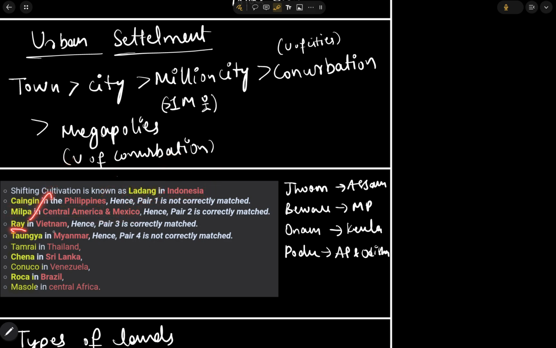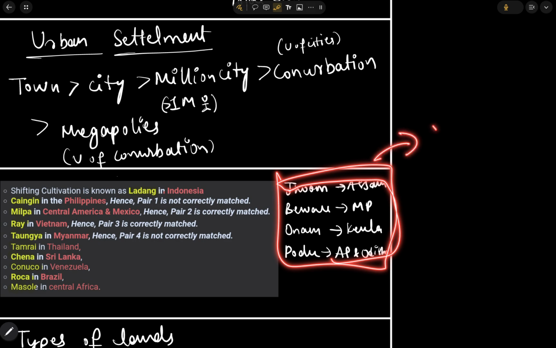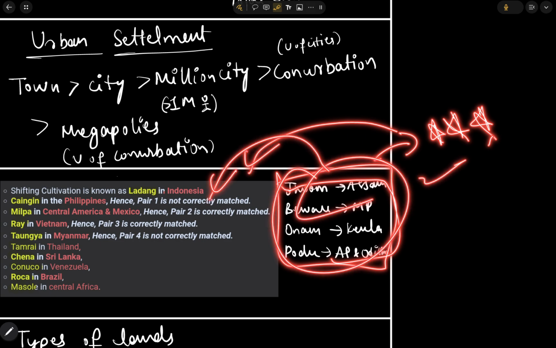Okay, next we have the Ray in Vietnam, Tongia in Myanmar, Tamra in Thailand, Chena in Sri Lanka, and Konoko in Venezuela, and Roca in Brazil, and Mansol in Central Africa. So, in my perspective, the shifting cultivation types in our country are more important than these. If you remember this, then shift to remembering this.